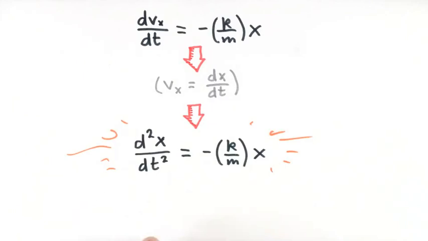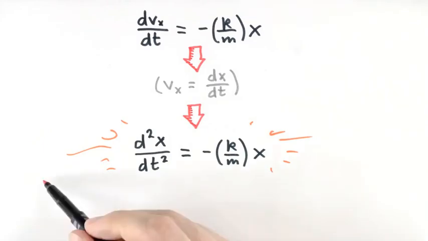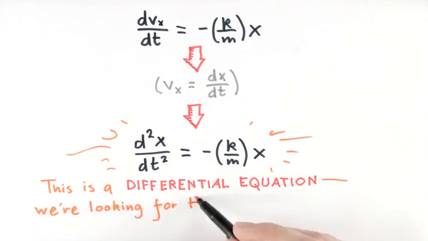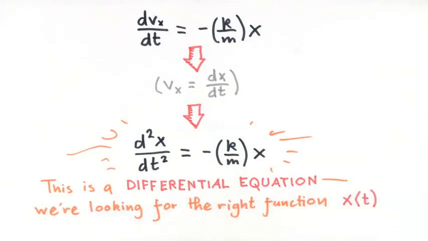The second derivative of the x position with respect to time is equal to the x position multiplied by a negative constant, minus k over m. This is an example of a differential equation, an equation whose solution is not a number, but a function, in this case a function of time.